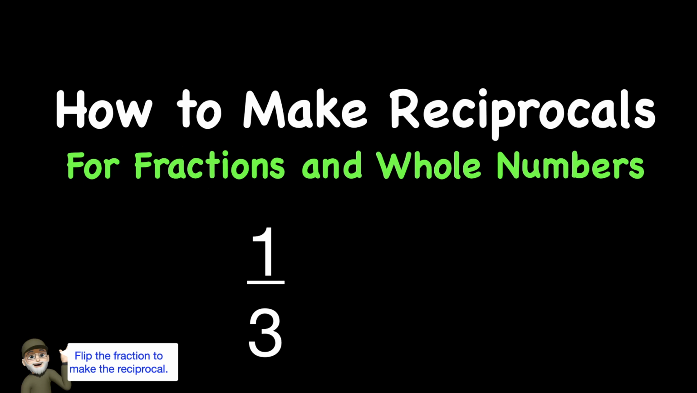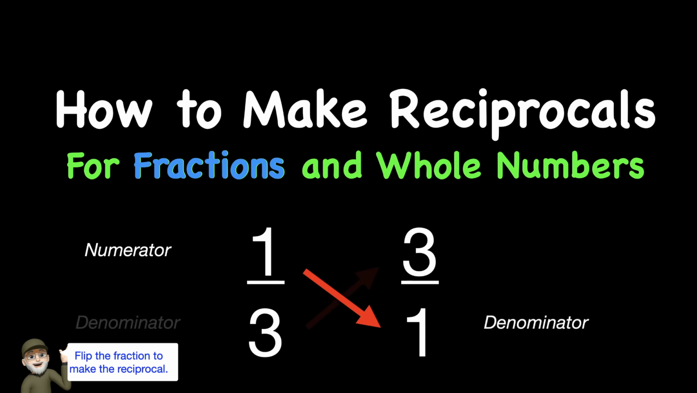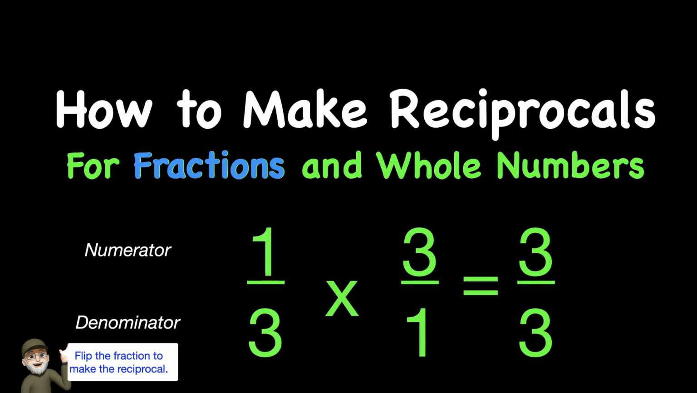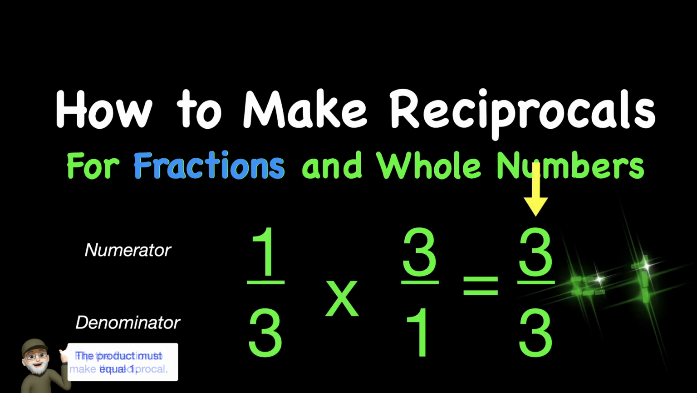To make reciprocals for fractions, again, we take the 1/3. In this case, we just flip it over, and we flipped our numerator and our denominator to get our reciprocal of 3/1, and you can check it by multiplying to get 3/3, which would be equal to 1 whole.